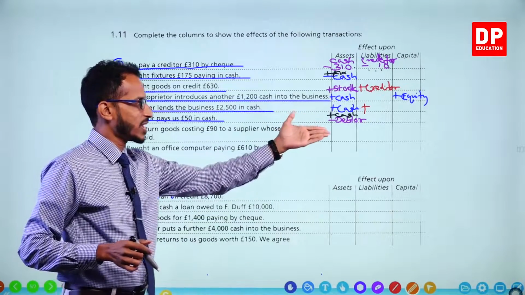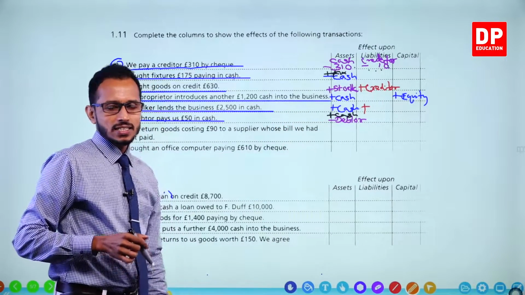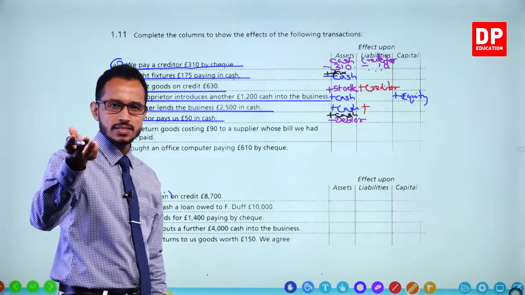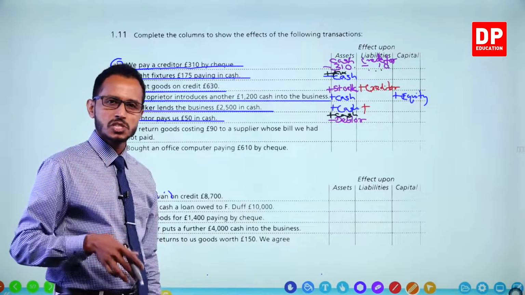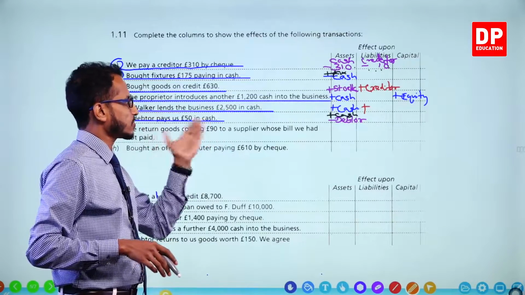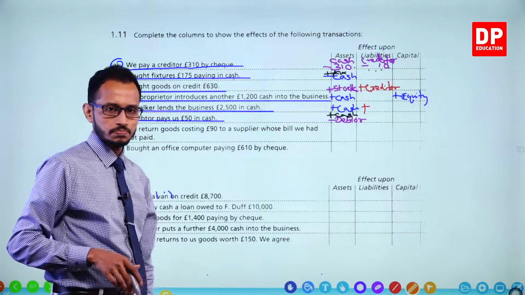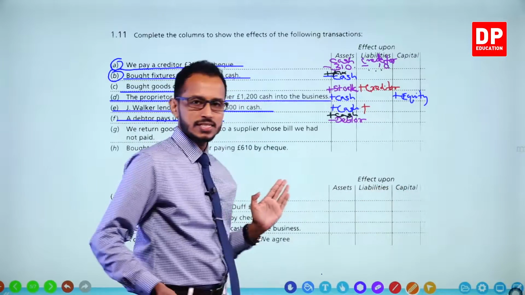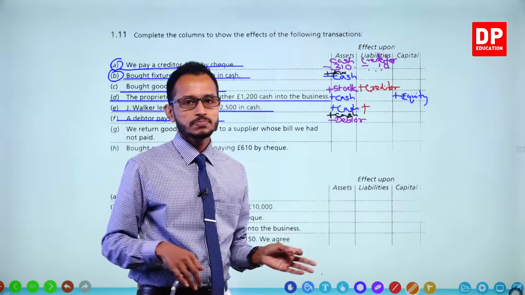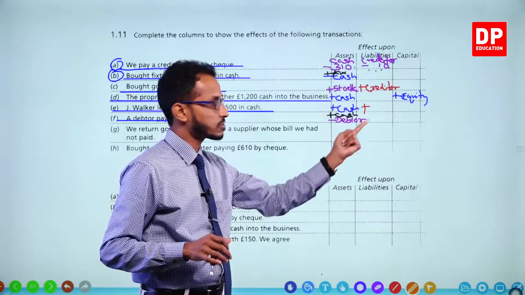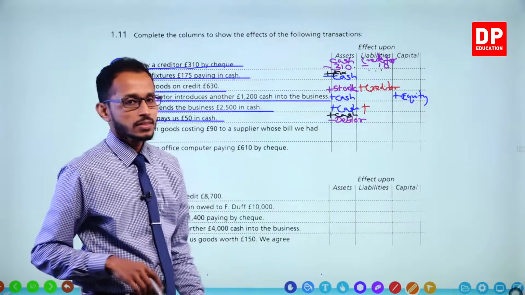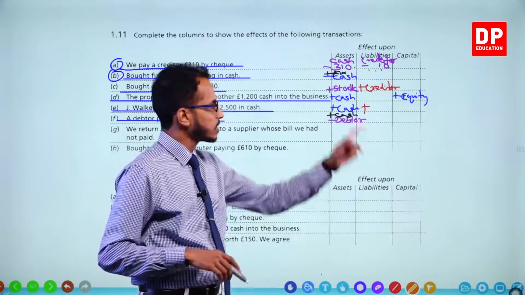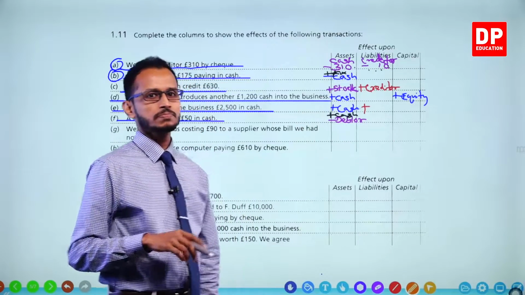Very little space we have, right? But in an examination paper, children, most of the time with these type of transactions, you get a table. Not like this. You get a bigger table to record these effects. All right. This is a quick exercise. That's why this format is used.